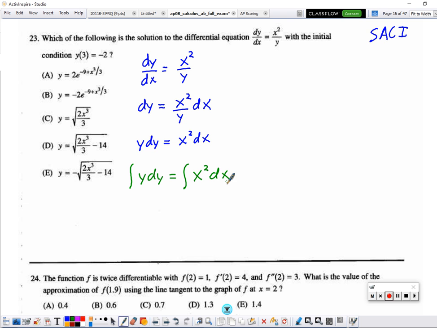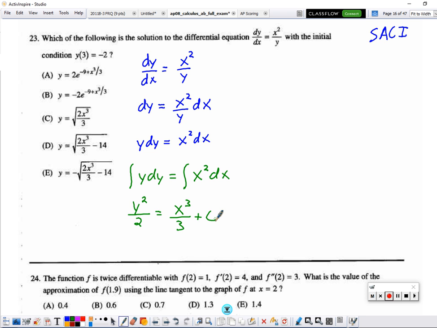So this is y squared over 2. This one's x cubed over 3 plus the constant. If you do that on the FRQ, you get another point. And we want to talk about that. Keep going. So let's see.